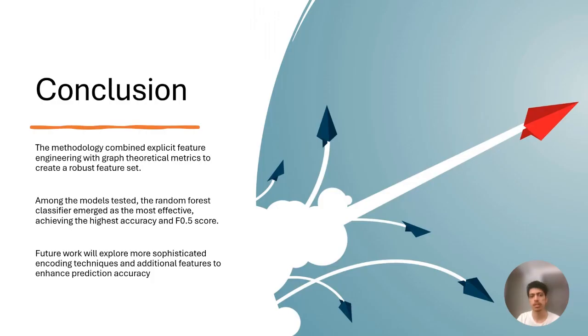So in conclusion, this project demonstrated the viability of using graph representation learning for predicting new routes. The method combined explicit feature engineering with theoretical metrics to create a robust feature set, the feature vector. Among the models tested, the random forest classifier emerged as the most effective one, achieving the highest accuracy and the F0.5 score. So future work would probably explore more sophisticated encoding techniques and additional features to enhance the prediction accuracy. Implementing these predictive models in real-world scenarios could provide valuable insight and drive strategic planning in the industry.